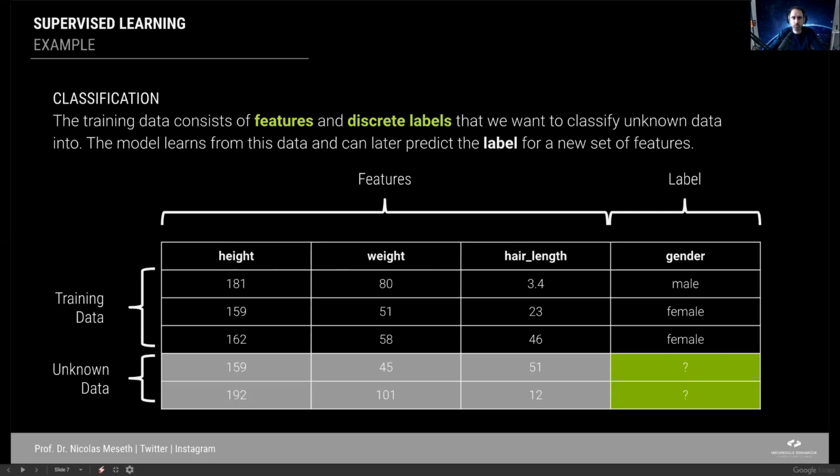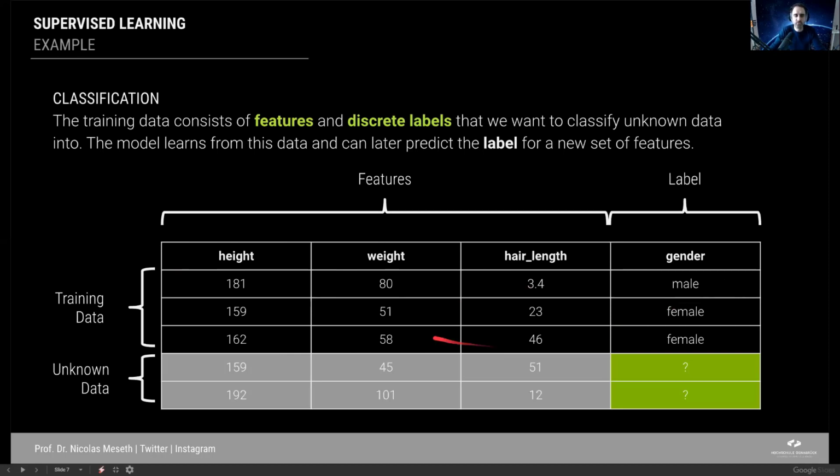Now, we don't want to do it with rules. We could write, if height is bigger than blah, blah, then it's likely to be a male or a female. And then we take the hair length and have a very specific set of rules that will, with some probability, allow us to predict the right answer. Instead of doing that, we want a machine to learn it. And so we feed it the training data. The training data consists of features and of a label, the right answer. And then it should, depending on what algorithm we're using with different methods, figure out these rules by itself.